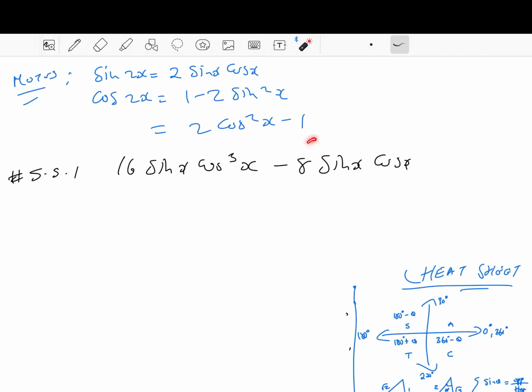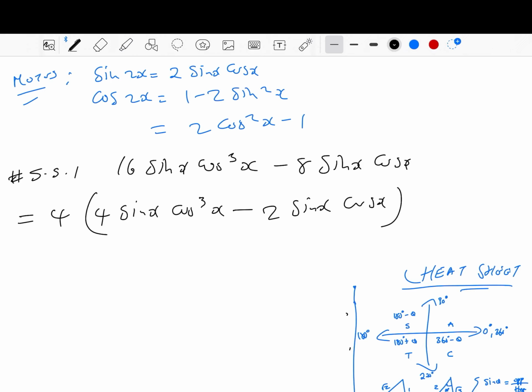But you can factor out 4. If you factor out 4, let's just do that. So this is equal to, let's factor out 4. So 4 times 4, this is 16. So it's going to be 4 sine x cos, minus, this is going to be 2.